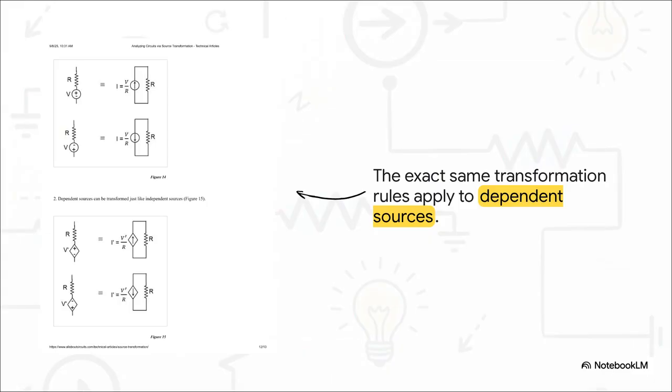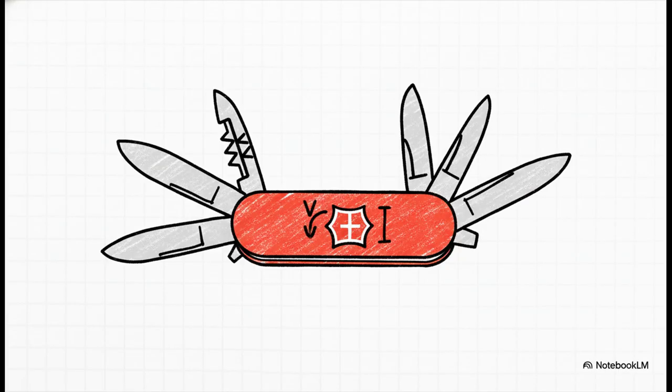So what's the great news? The exact same transformation rules apply. It doesn't matter that it's a diamond instead of a circle. You treat that dependent source just like any other, even though its value is a variable. The process of swapping between the voltage and current forms is identical. It's awesome. And it gets even more powerful.